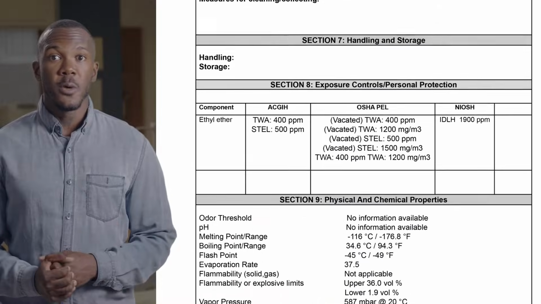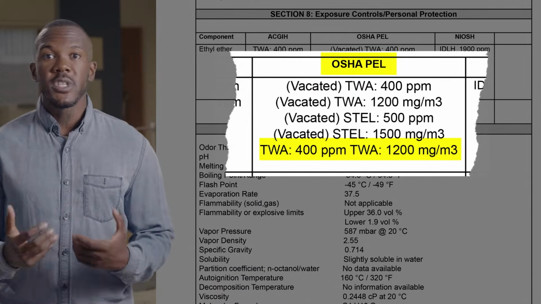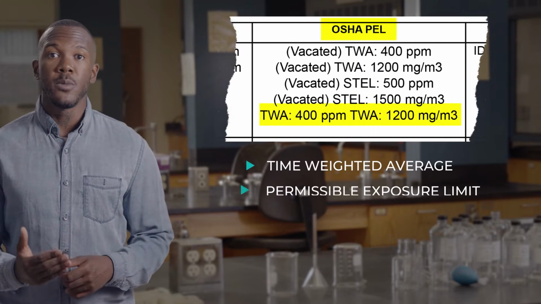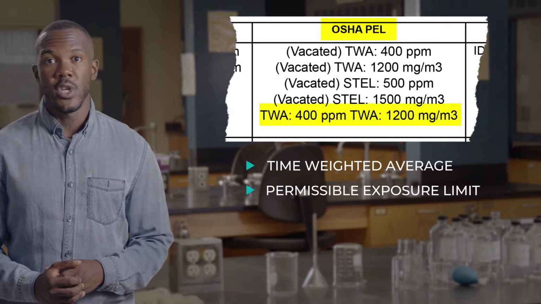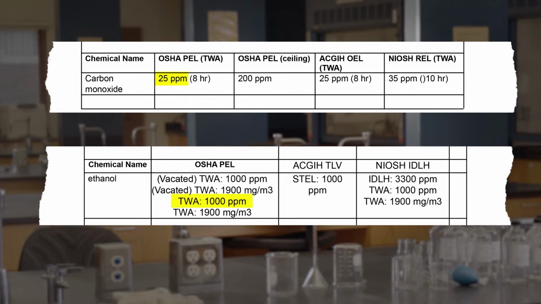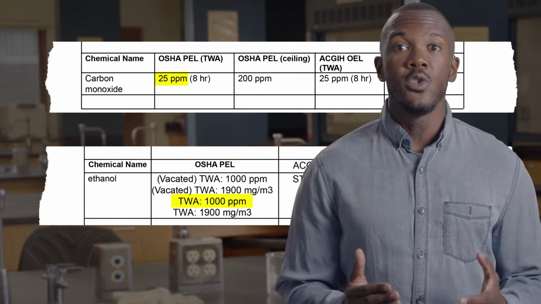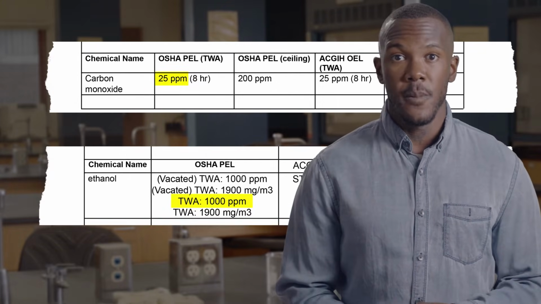Section 8 includes exposure control terms such as TWA and PEL, which stand for time-weighted average and permissible exposure limit. Generally, low numbers here mean serious inhalation hazards. For comparison, carbon monoxide has a TWA of 25 parts per million, while ethanol has a TWA of 1,000 parts per million. This means you need to be more careful about exposure to carbon monoxide than ethanol.